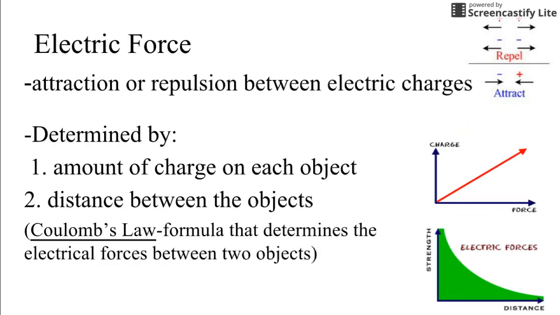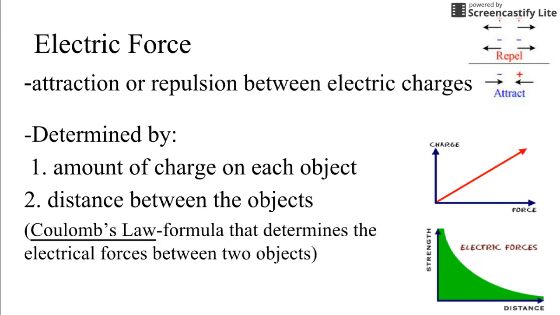Now, think back again to our I can statement for the day. We want to make sure we know how the electric force, the amount of charge, and the distance between the objects all relate. So we're going to get into that right now. Electric force is the attraction or repulsion. Are they coming together, or are they pushing apart? It is determined by how much charge is on the object and the distance between the objects.